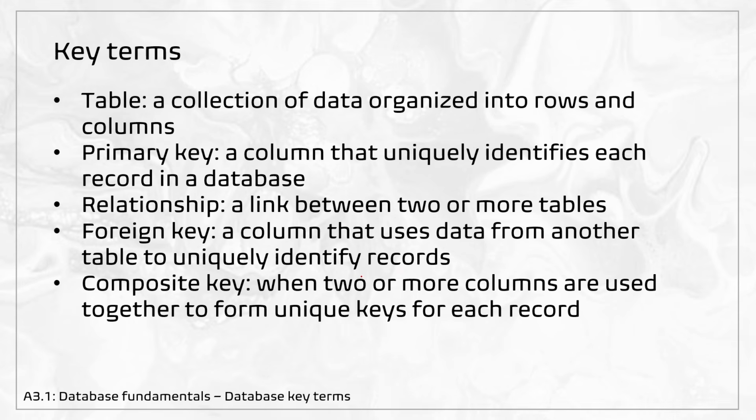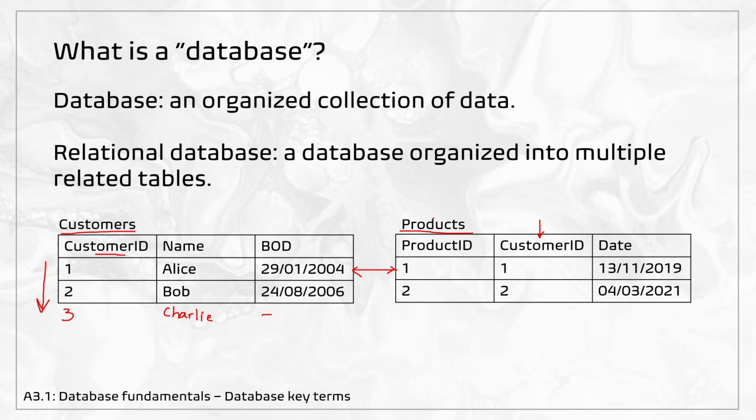Keys can also be composite keys, which is when two or more columns are used to uniquely identify every entry in a database. For example, the product ID combined with a customer ID can be used as a composite key in the products table to track who bought which items. And like primary keys, these combinations must all be unique as well.